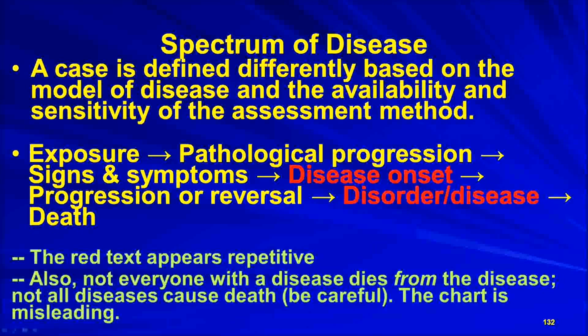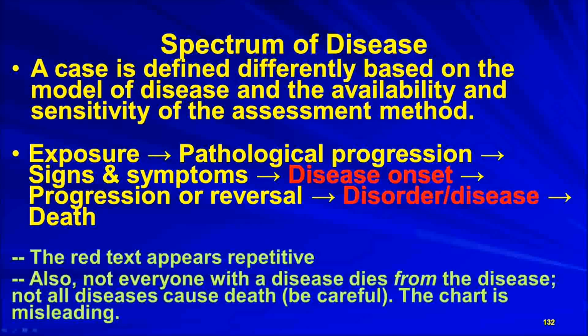Now here's another way in terms of the spectrum of disease. We talk about exposure. These are the stages you go through. You're exposed. You have a pathological progression. You have signs and symptoms. You may or may not have disease onset. And then you either have progression or reversal, disorder or disease, which a progression would lead to death, or a reversal of the disease where somebody may get better or actually remain the same but not get worse.